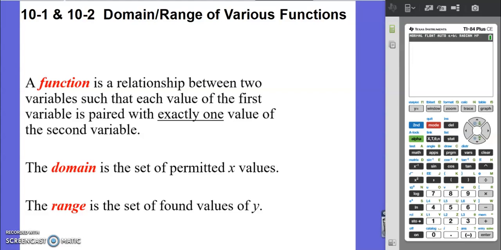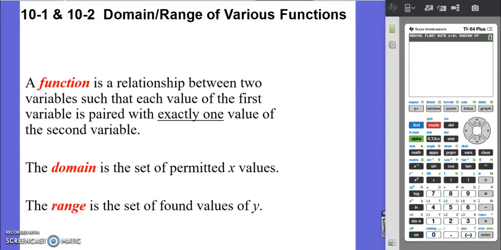This is 10.1 and 10.2 combined together. Both of these sections deal with domain and range of various functions. So as a reminder, we've been talking about functions and domain and range throughout the entire course. And so just as a reminder, here's the definitions again.